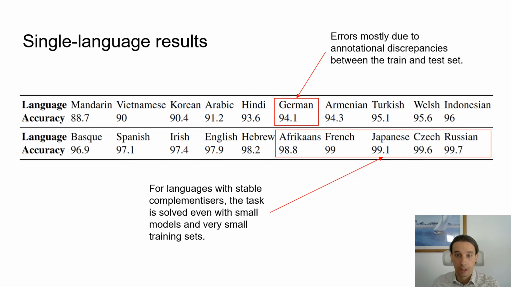At the other end of the spectrum, we see languages with very high accuracies, regardless of the model size and training set size, because, for instance, for Afrikaans, both the model size and the training set size are quite small. What these languages have in common is that they have very unambiguous complementizers found in stable positions inside the sentence, which really simplifies the analysis. As for German, the results for which are quite bad, they're mostly due to discrepancies between the training and the test set, and so these are bogus errors.